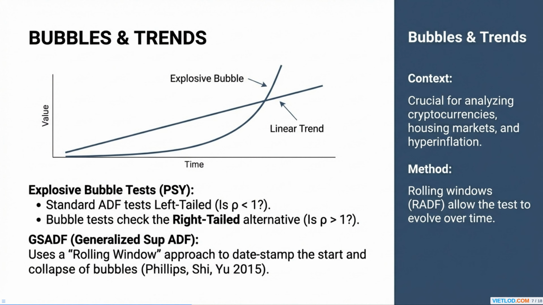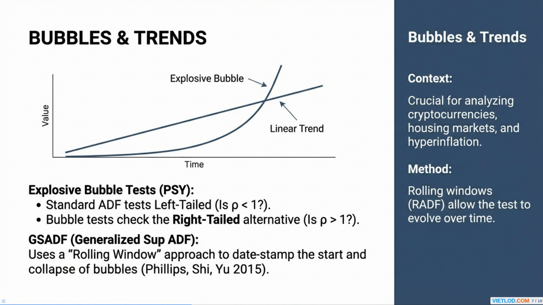Explosive behavior is common in financial markets, such as cryptocurrency or housing markets during a frenzy. These are often called bubbles. Standard ADF tests are designed to test for a unit root, p equals 1, against a stationary alternative, p less than 1. This is a left-tailed test. Bubble tests, developed by Phillips, Shi, and Yu, PSY, are different. They test for a unit root against an explosive alternative, p greater than 1, making them right-tailed tests.